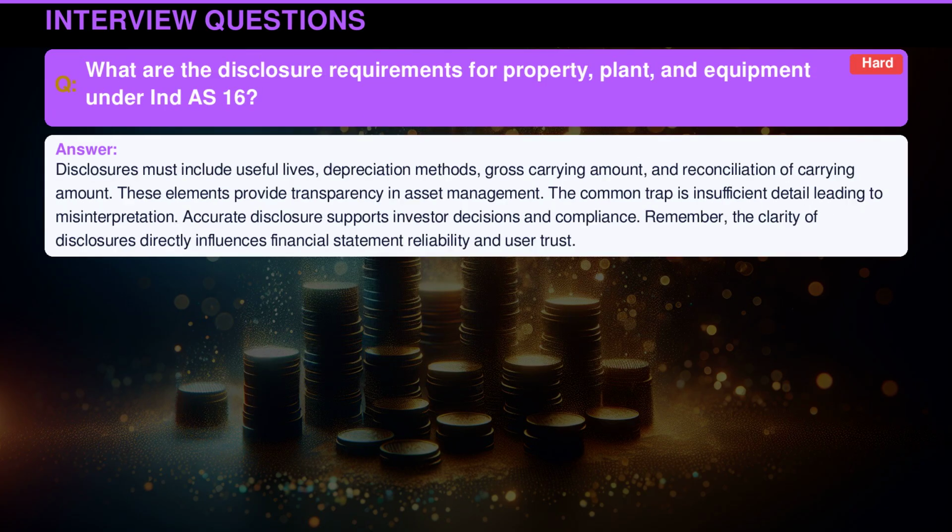Disclosures must include useful lives, depreciation methods, gross carrying amount, and reconciliation of carrying amount. These elements provide transparency in asset management. The common trap is insufficient detail, leading to misinterpretation. Accurate disclosure supports investor decisions and compliance. Remember, the clarity of disclosures directly influences financial statement reliability and user trust.